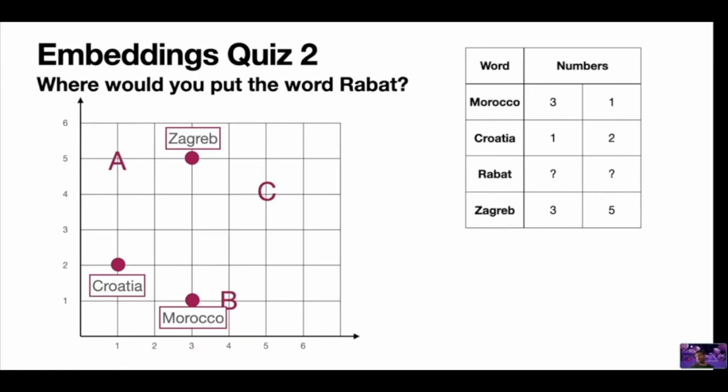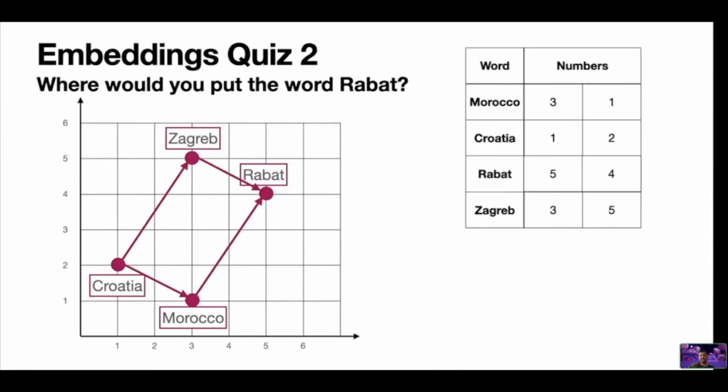B is not bad because it's close to Morocco, right? Rabat should be close to Morocco. But actually, I'm going to go for C. The reason is that these embeddings sometimes have a very particular interesting property, which is the parallelogram rule. It basically captures analogies, right? Like Zagreb is to Croatia what Rabat is to Morocco. Or Croatia is to Morocco what Zagreb is to Rabat. Walking from the word Croatia to the word Zagreb is the same as walking from the word Morocco to the word Rabat.